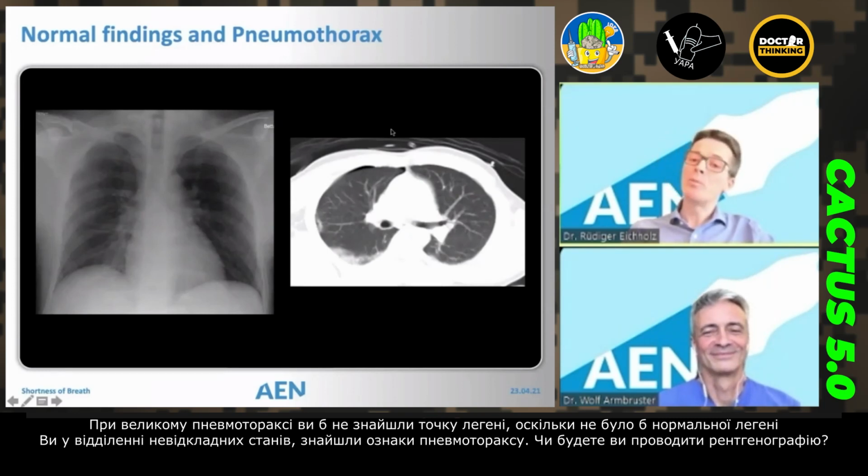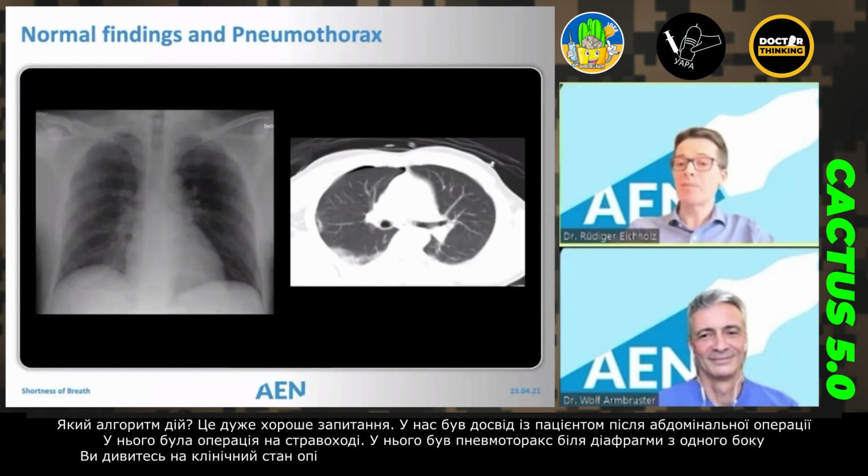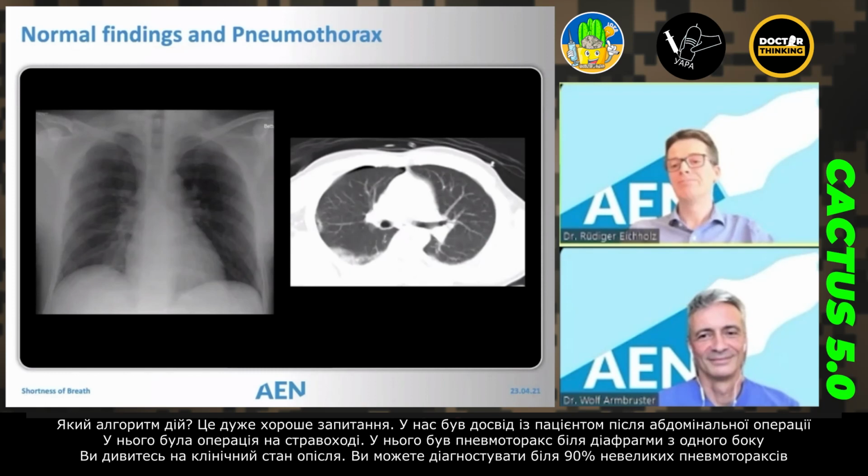Okay, back to this case. You are in the emergency room, you find a pneumothorax sign. Do you then do a chest X-ray? What is your clinical procedure? Do you then do another exam like 1 hour later? What do you do?